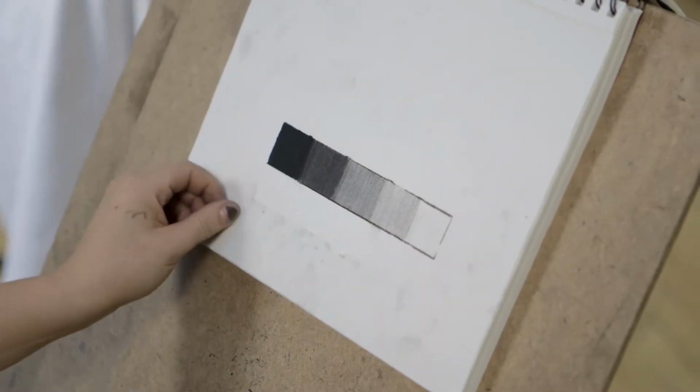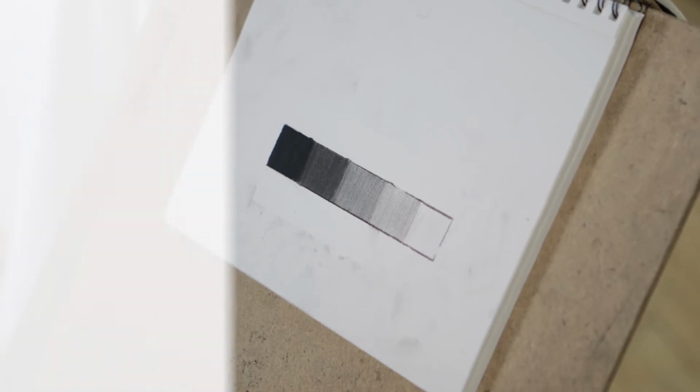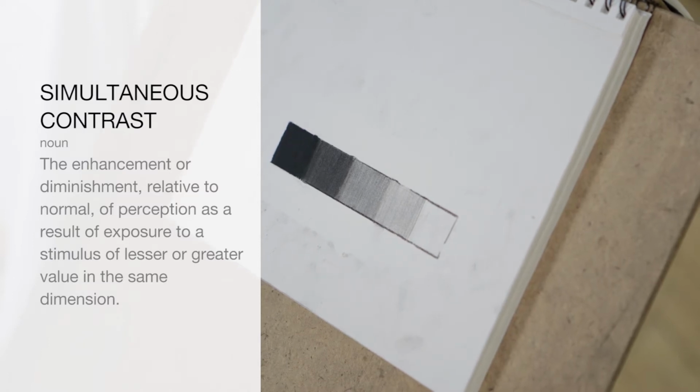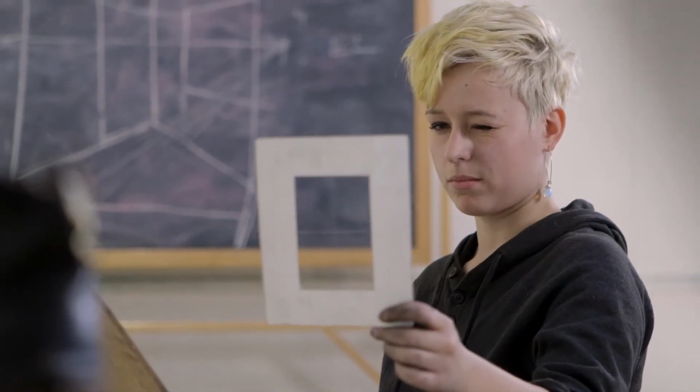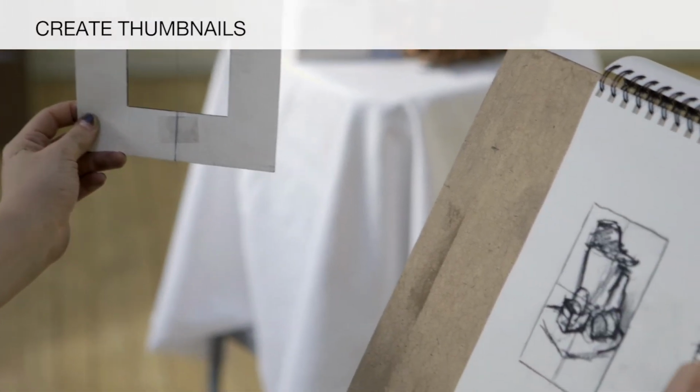You may notice that the value steps appear to be lighter on the side next to the darker value. This is an illusion called simultaneous contrast, and it will fool your eye often as you work with value. Finished with her value scale, Nikki uses her viewfinder to choose a composition and creates a number of thumbnail drawings of the still life.